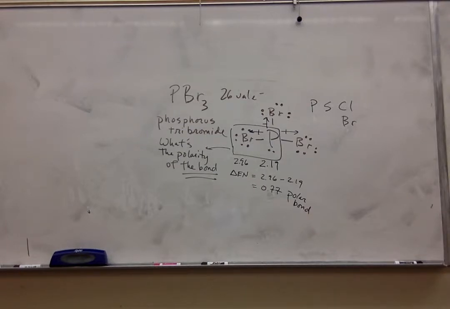Count the valence electrons, get the Lewis dot structure. And then I'll ask you, are the bonds polar or not? You should be able to demonstrate a calculation or use the trend, and then show that polarity using dipole moment arrows. So you can have more than one dipole moment.